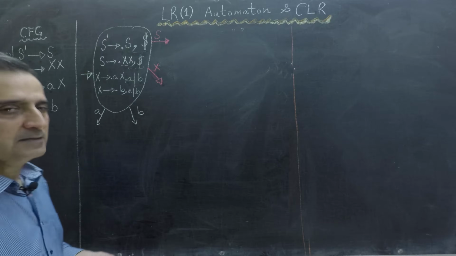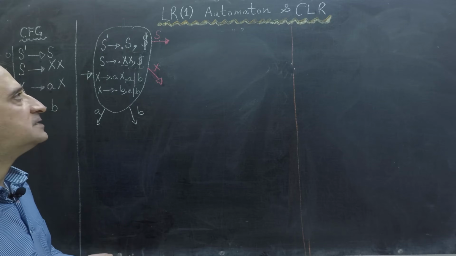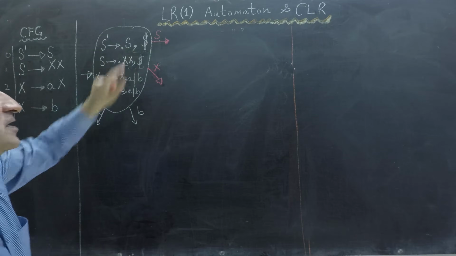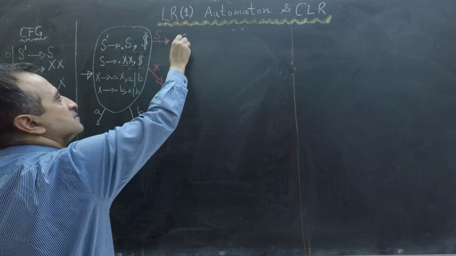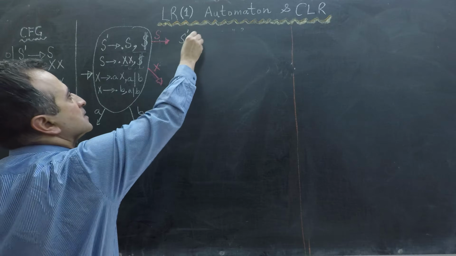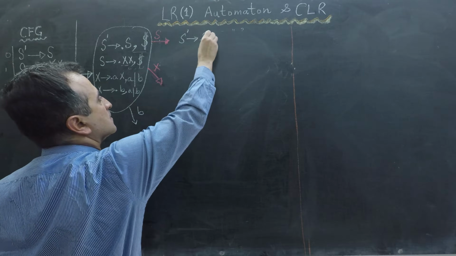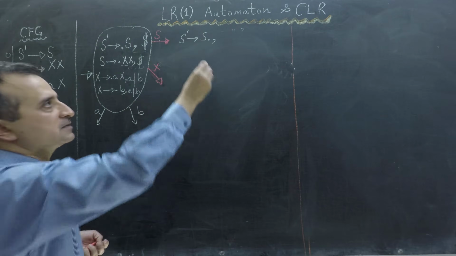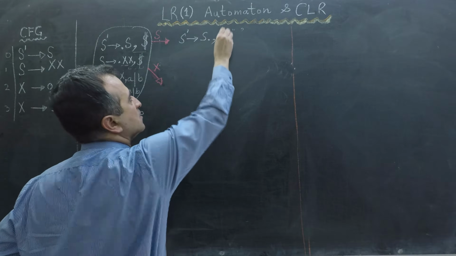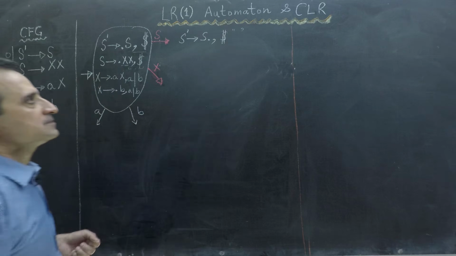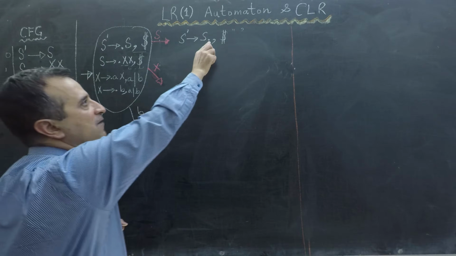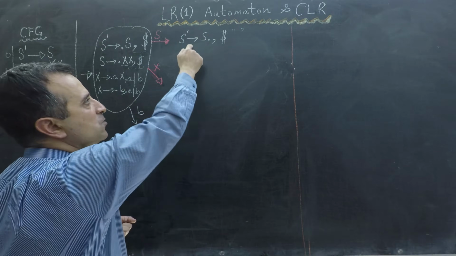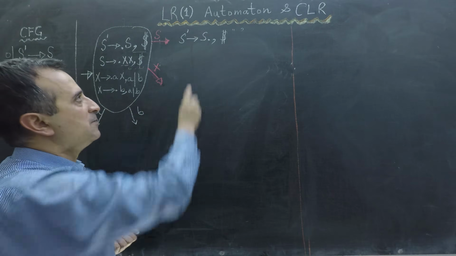Now let's create more states. So when I see S, then this dot will move towards the right of S. I will get S bar goes to S dot. And this look ahead will be added here as it is. So I will have here the look ahead of $. And now because after this dot there is no non-terminal, I will not add any more productions here. I'm done with this state.